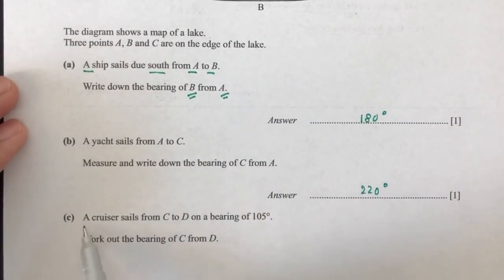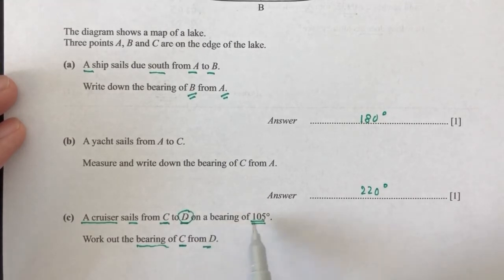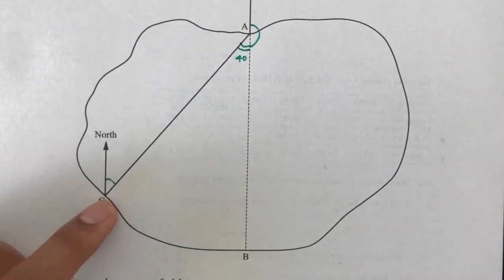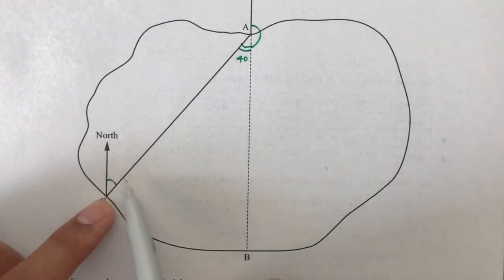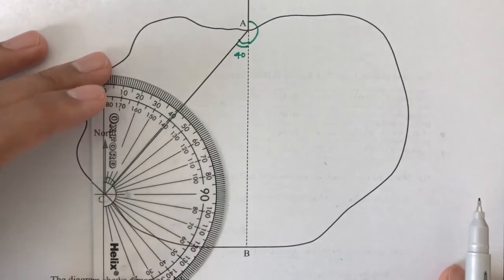Now part C, a cruiser sails from C to D on a bearing of 105. Work out the bearing of C from D. So now we have to find the position of D. D is on a bearing of 105 from C. So C is here. So let's find a bearing of 105. So let's measure.